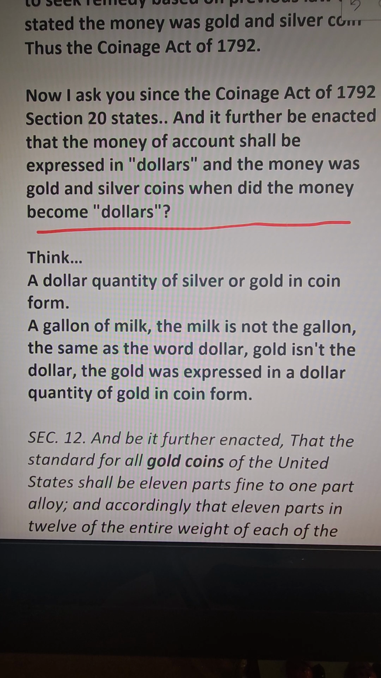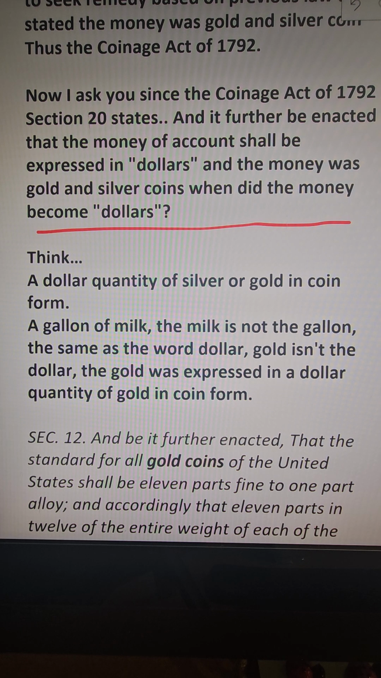Now I'm asking you, when did the money become dollars like everybody says today? Everybody says the US dollar, the money's the dollar. There is no, this is a myth. This is the massive delusional confusion, deception by the people itself. The money isn't dollars. I'll read that again, and it further be enacted that the money of account shall be expressed in dollars, and it's expressed in a dollar quantity. Think about that, a dollar quantity of silver or gold in coin form.